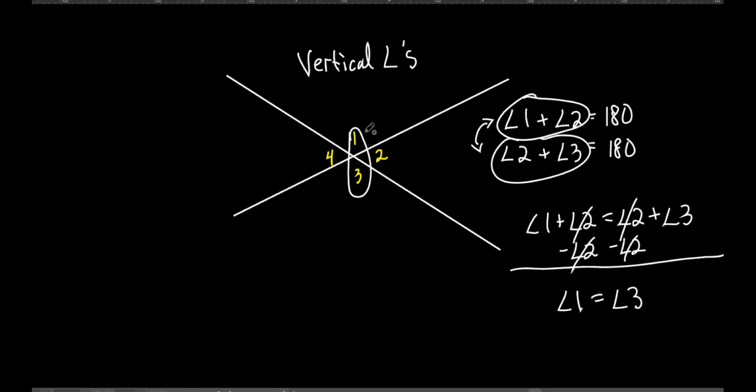See how they're opposite each other? Anytime I get two lines like this, the angles that are opposite each other, they call them vertical angles. And what's true in every situation about vertical angles? Vertical angles are always what? 1 and 3, they're vertical angles.